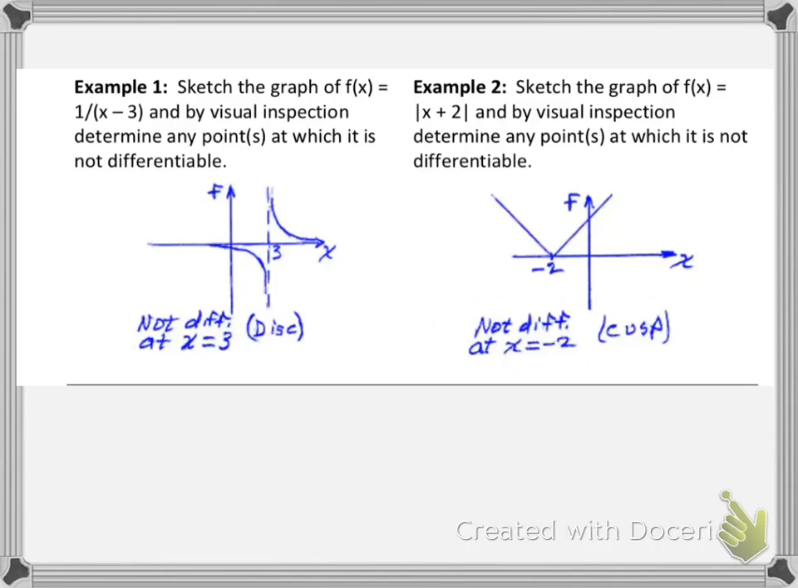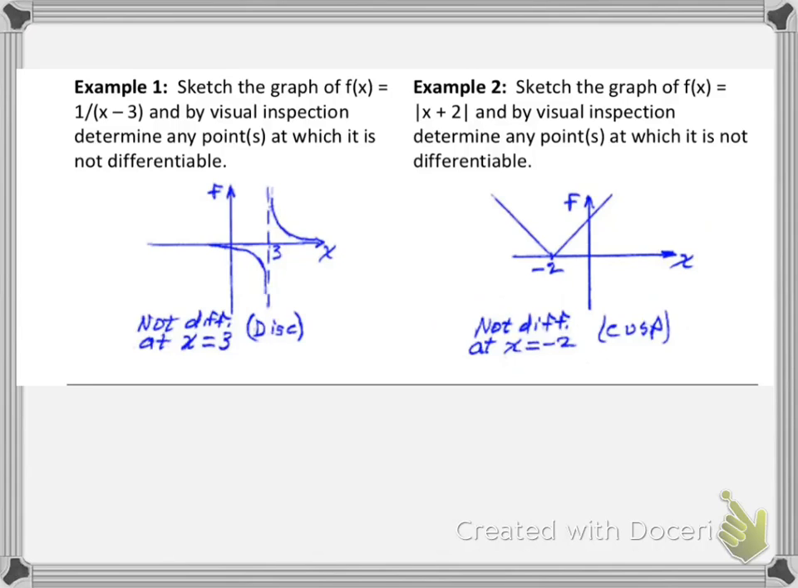Now let's look at the next example. Sketch the graph of f of x equals the absolute value of x plus 2, and by visual inspection determine any points at which it is not differentiable. Okay, so this is what an absolute value sketch would look like. Notice it's just like the line y equals x plus 2, however it shoots off to the left when you get to the value of negative 2 for x. Okay, so there's our graph. Well, what can we say about negative 2?